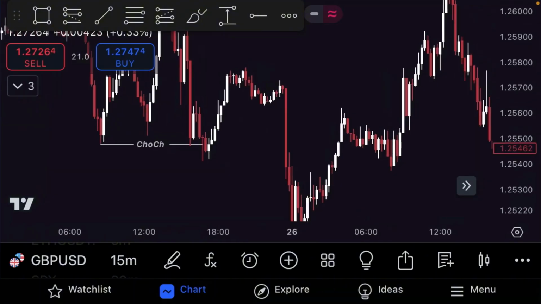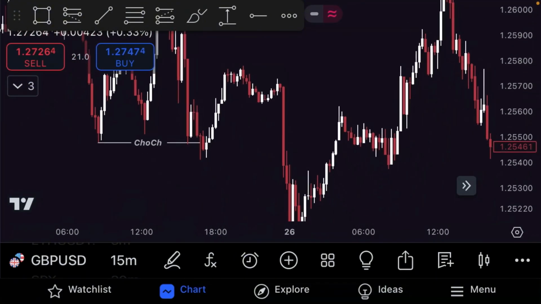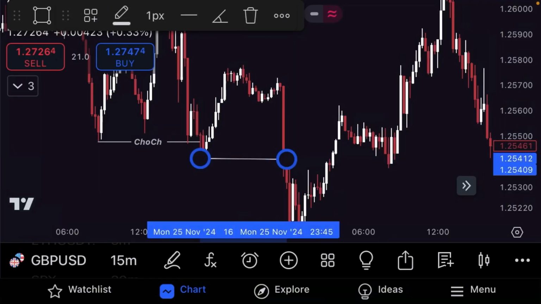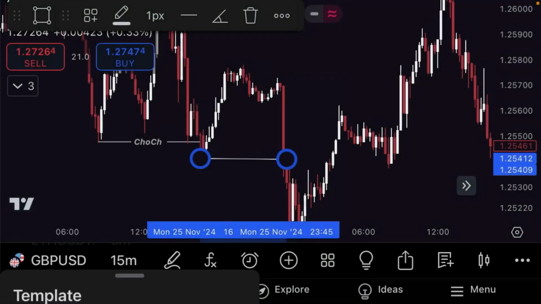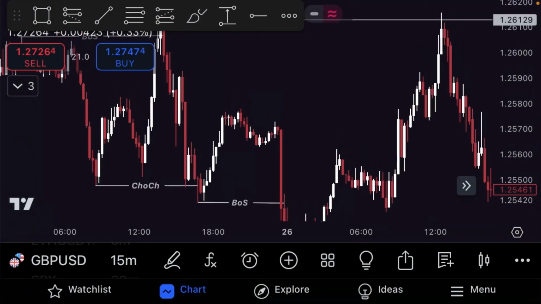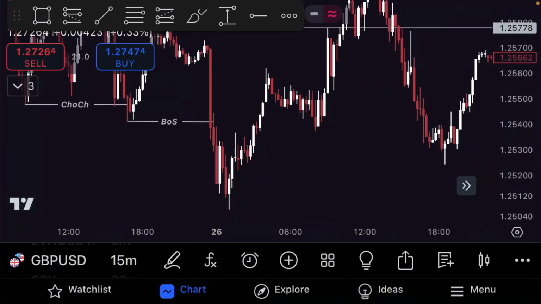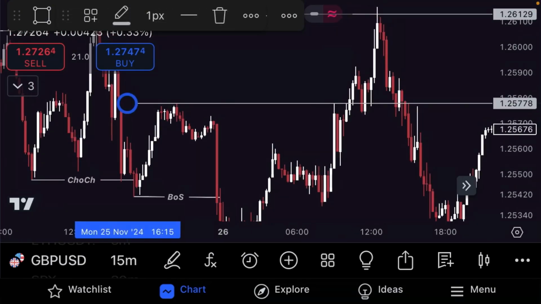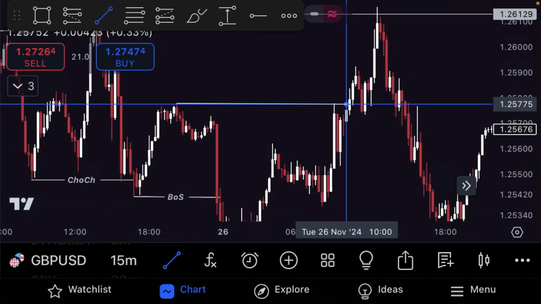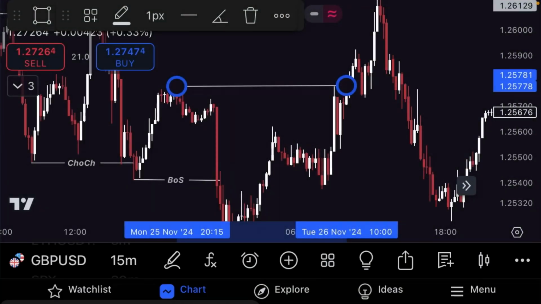Now we reverse to this side. As long as we don't break this recent high, we are still bearish. Then we have another change of character at this zone as well. This is our most recent high right now, so as long as we don't break that area, we are still bearish. But right now we broke that area, which means we now have a change of character to the bullish side of the market.